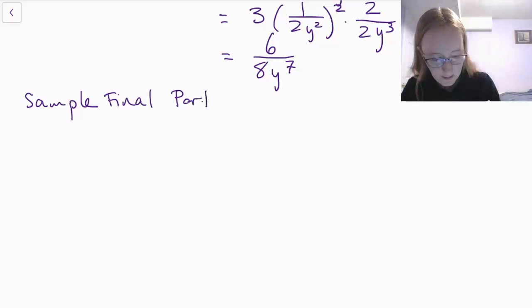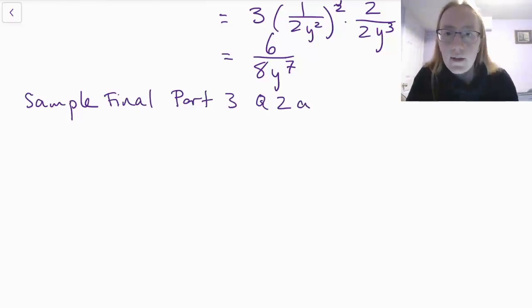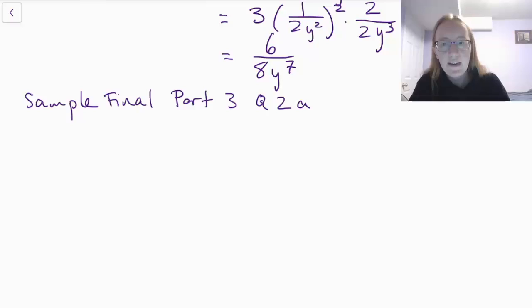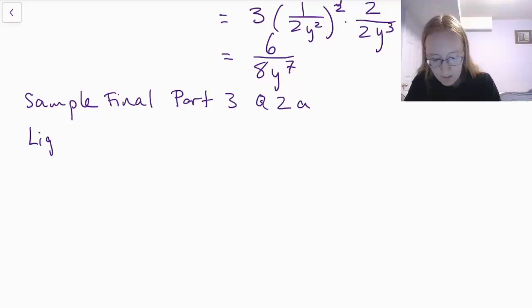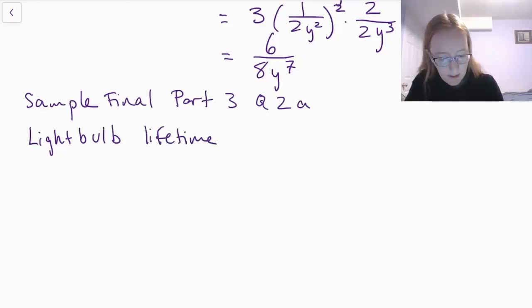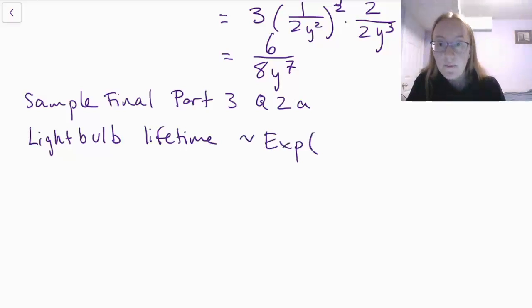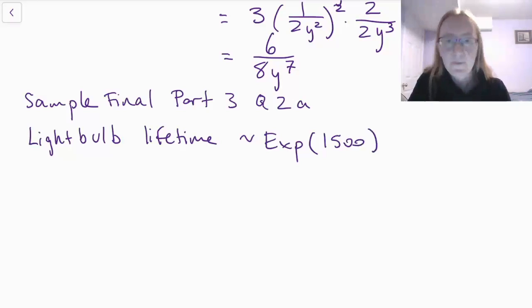So part 3, question 2A. I'll see what that is. Question 2A: Suppose that the lifetime of a certain brand of light bulb follows an exponential distribution with mean lifetime 1500 hours. So that means our theta is 1500. Light bulb lifetime is exponential with mean lifetime 1500 hours.